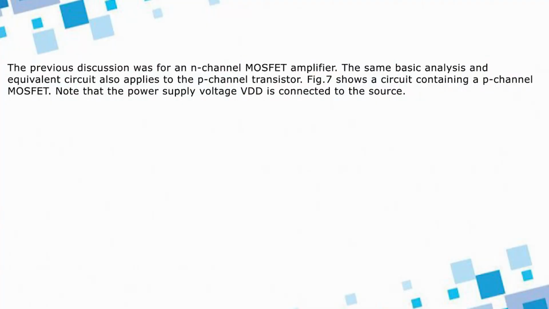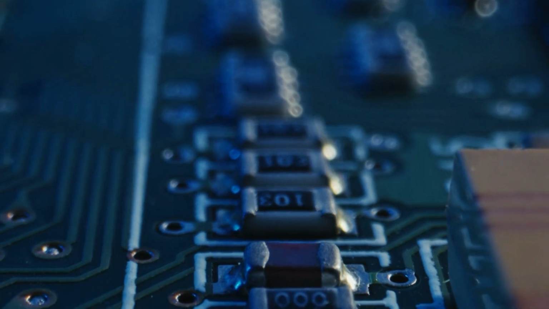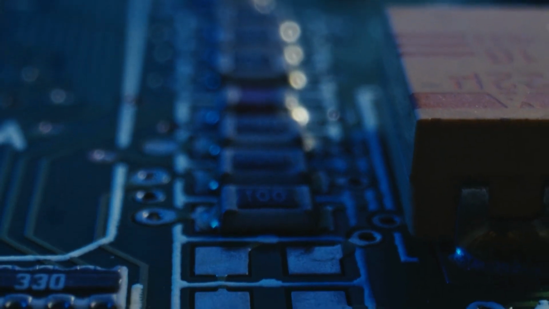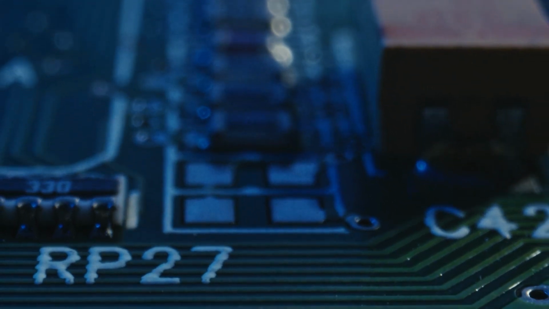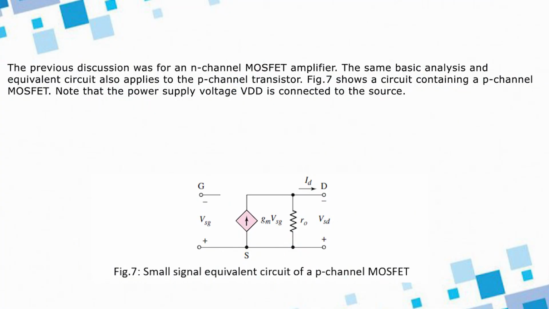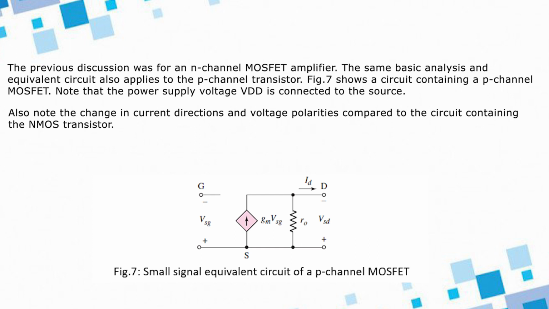The previous discussion was for an n-channel MOSFET amplifier. The same basic analysis and equivalent circuit also apply to a p-channel transistor. Figure 7 shows a circuit containing a p-channel MOSFET. So, we are discussing the small signal model for a p-channel MOSFET. Note that the power supply voltage VDD is connected to the source now. Also, note the change in current direction and voltage polarity compared to the circuit containing the NMOS transistor.